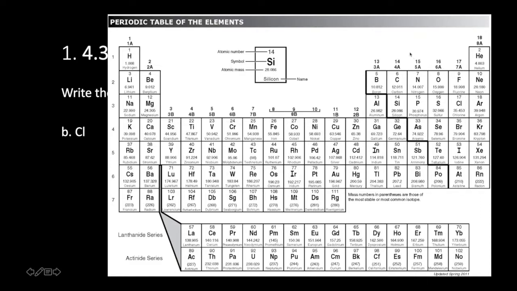Chlorine is sort of in the top right. Go all the way to column or group 7A, and then down you see Cl, and below it the name chlorine. So you would write chlorine, the full name, for the answer for B.